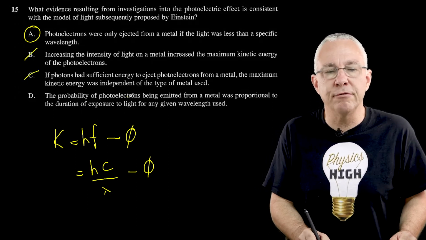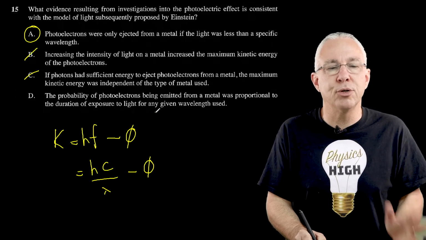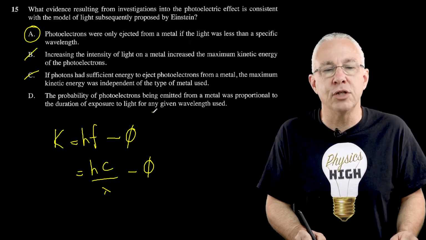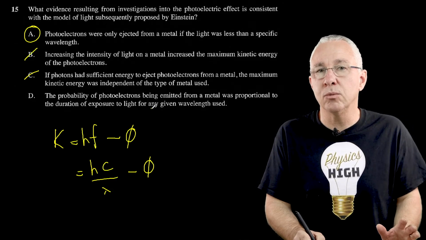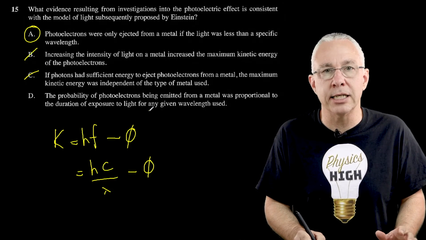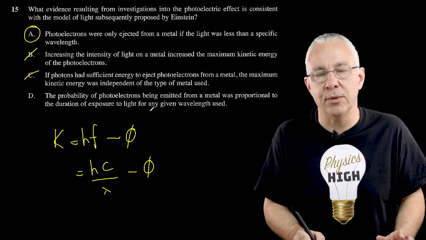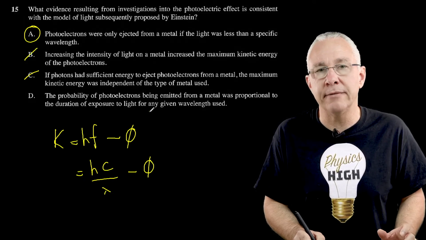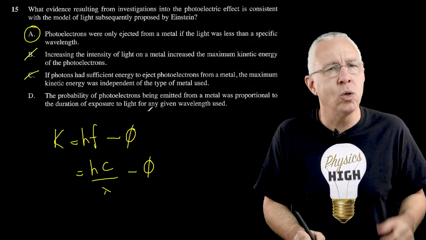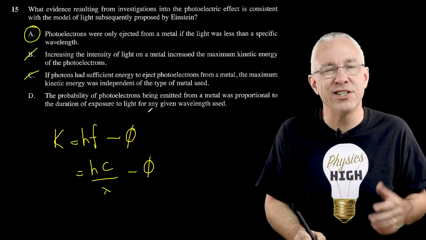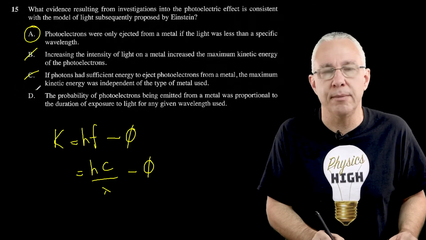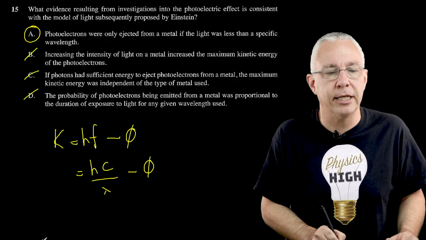And the probability of photoelectrons being emitted from a metal was proportional to the duration of exposure to light. Well, this is an all or nothing event. In other words, the photoelectron will be released regardless of any time factor. Either it has a greater amount of energy than the work function and it'll be released, or it never did, and so therefore it won't be released. So therefore the time factor is not important, and so D is incorrect.